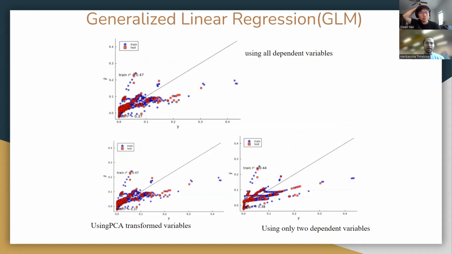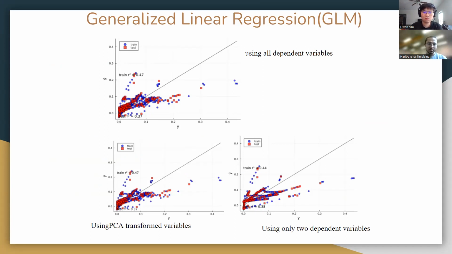So here is the result of generalized linear regression. It didn't show a pretty good result using the GLM model, maybe because it's simply a linear regression. While using all independent variables and one dependent variable, we just got R squared of 0.47 using the train data set and 0.37 using the test data set.